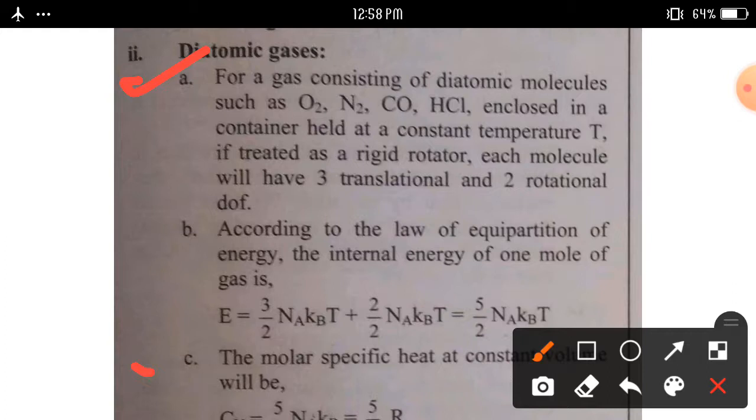According to the law of equipartition of energy, the internal energy of 1 mole of gas becomes 3 by 2 Na into kB into T plus 2 by 2 into Na into kB T. Rearranging this equation, we can write 5 by 2 into Na into kB into T.